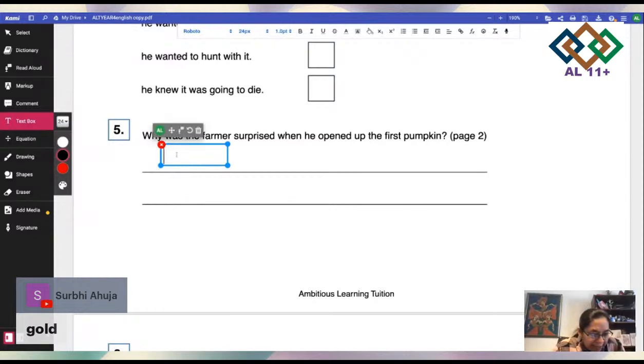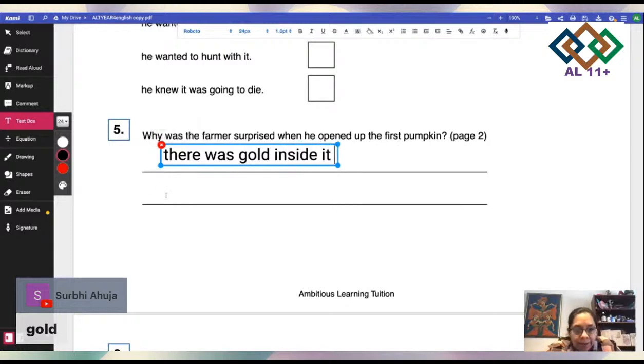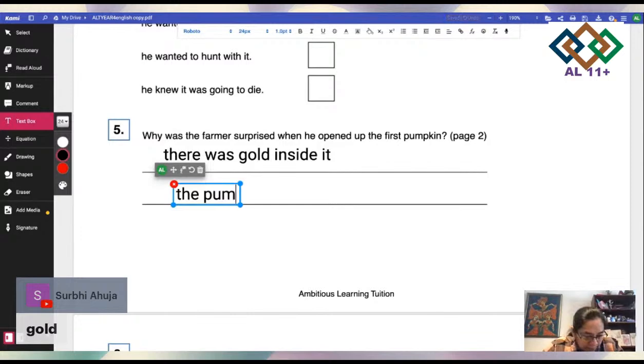So basically, there was gold inside it. And the second reason was the pumpkin was filled with riches.